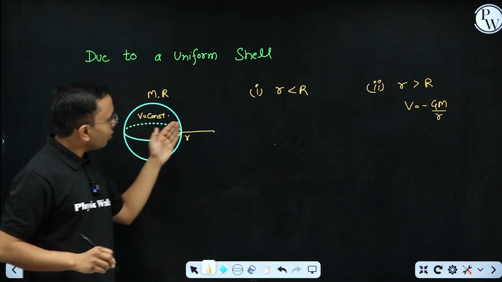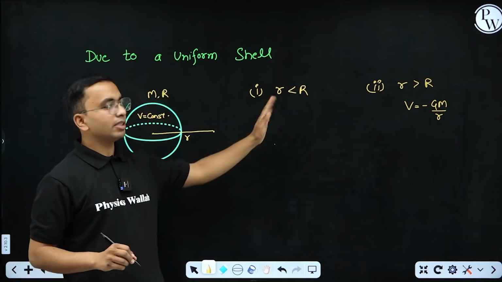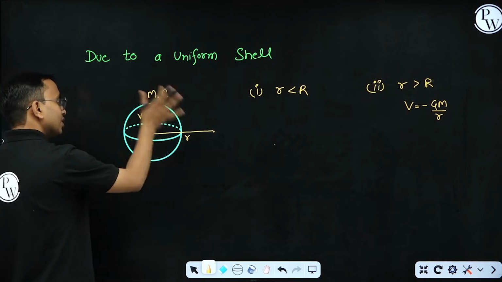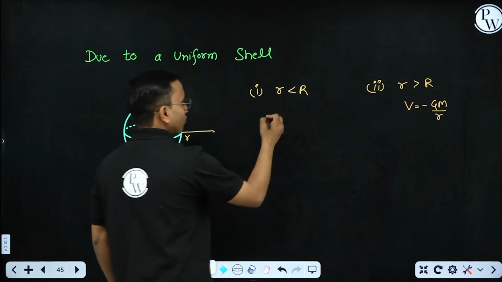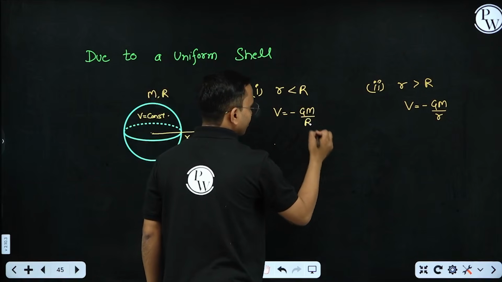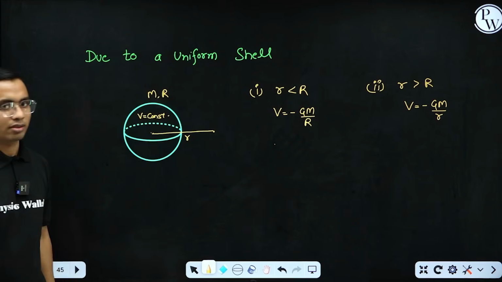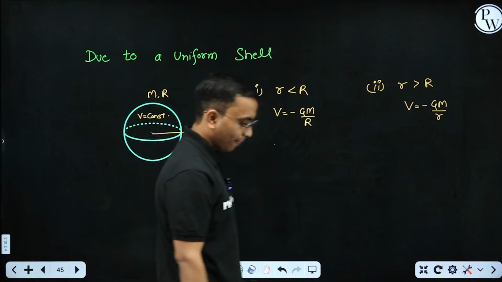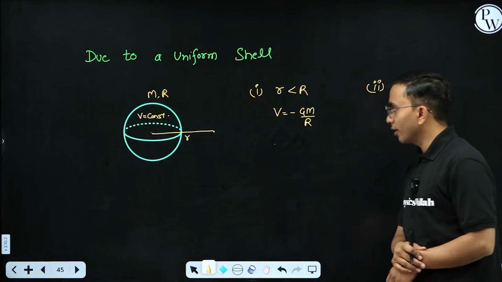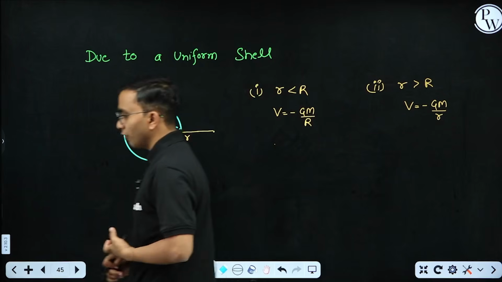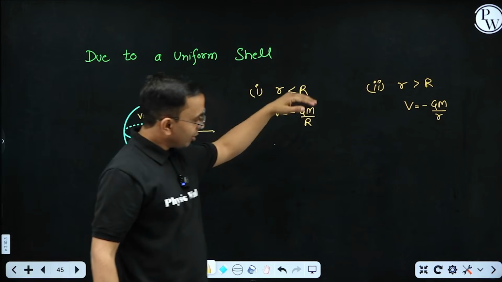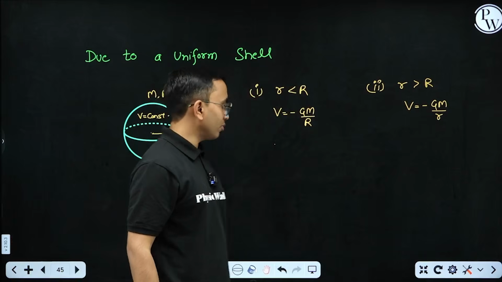And when you are moving out, the potential will decrease. The relation is given. So inside, the value of potential will be same as that of the surface. So V here will be just minus GM by R. Okay. And if you want to draw how V varies with distance r, you can show inside it will remain constant, outside it will become minus 1 by r.